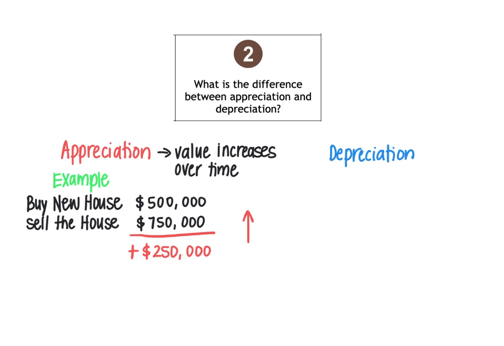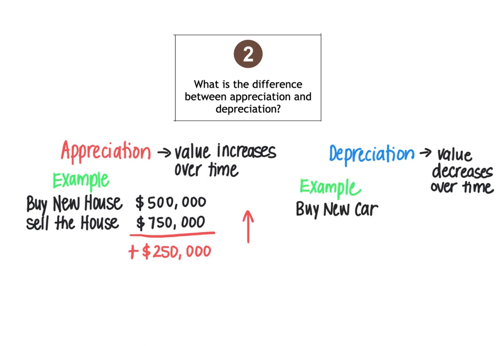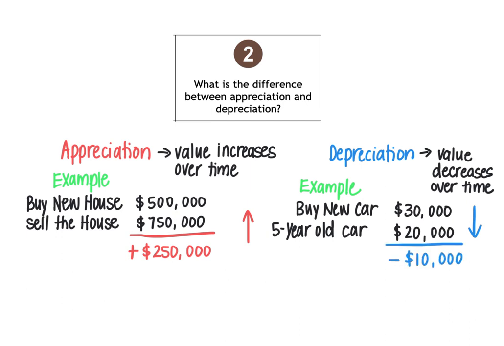Depreciation is the opposite. It means that the value of something is decreasing over time. So if, for instance, we buy a car, and today we pay $30,000 for our new car, over time, as we drive that car, its value decreases. So perhaps in 5 years, when we go to sell that car, we might only be able to sell it for $20,000. This reflects the depreciation of the car's value over time.